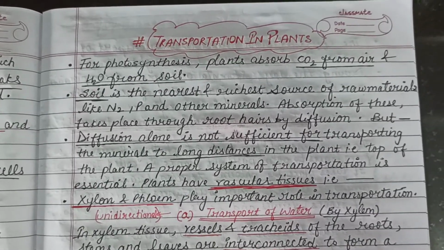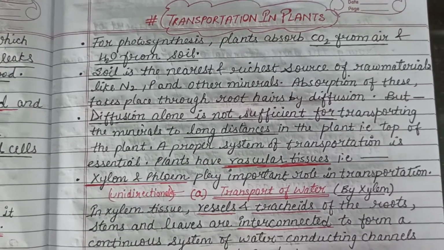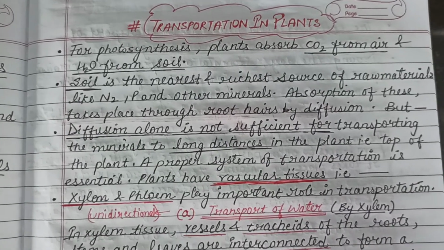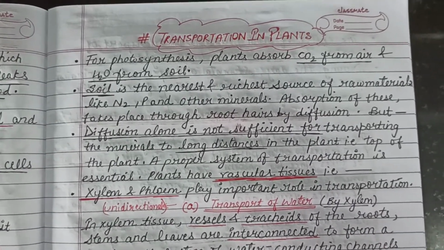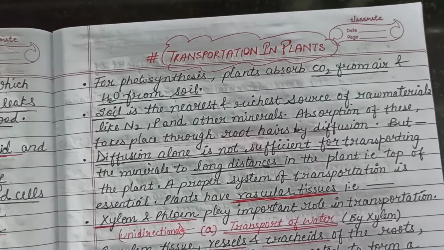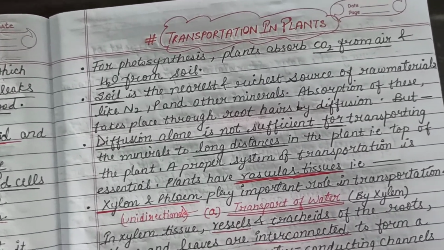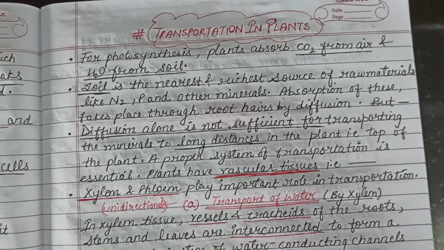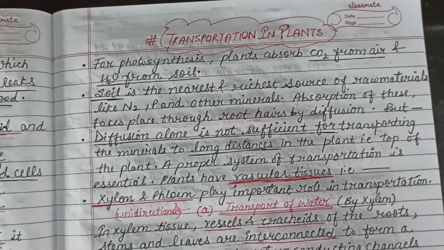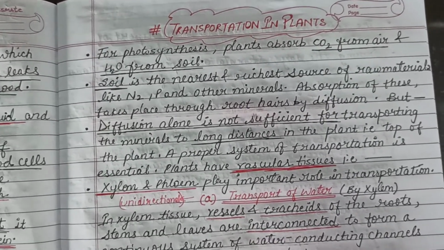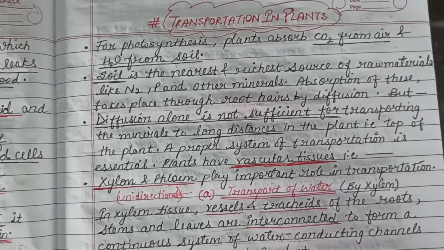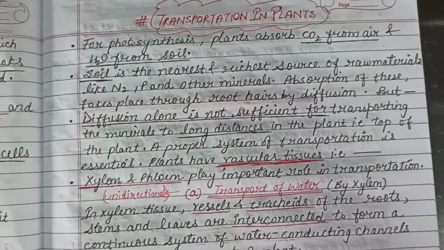Dear students, our next topic from life processes is transportation in plants. Plants perform the process of photosynthesis, and for that purpose they use carbon dioxide from air and water from the soil. Soil is the nearest and richest source of raw materials like nitrogen, phosphorus and other minerals. They all are available in the soil and plants absorb them.